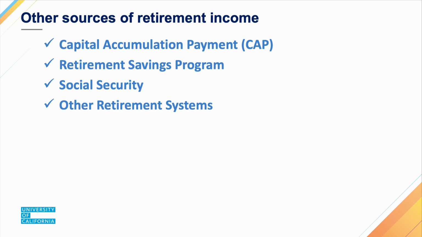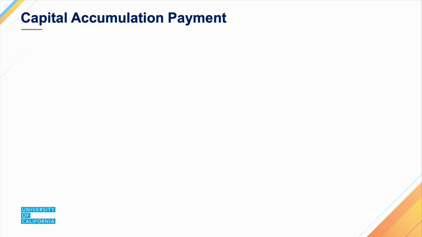Through UC, in addition to your UCRP pension, most UC employees will have other retirement income that they've earned or saved during their career. This can include the Capital Accumulation Payment, or CAP, anything that you've contributed into the retirement savings programs, such as the DC, 403(b), and 457 plans, any Social Security benefits that you may have accrued through your UC employment, and any other agreements with any other retirement system that you may have previously participated in. So the first one is CAP.